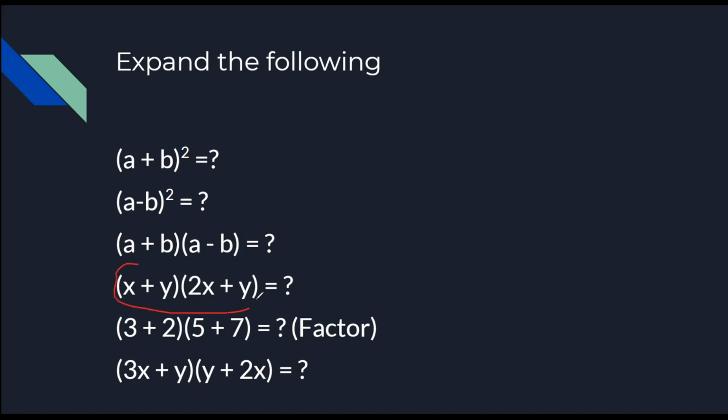Let's try this harder example. x plus y times 2x plus y. Anyone want to try this? Can I try? Sure, yeah. Go ahead. So it's x times 2x, which is 2x squared. Yep. So our first will be 2x squared. And then it's x times y, which is xy. Yep. So that's the outer elements, and then there's y times 2x, which is 2xy. Yeah, and then you have y times y, which is y squared.